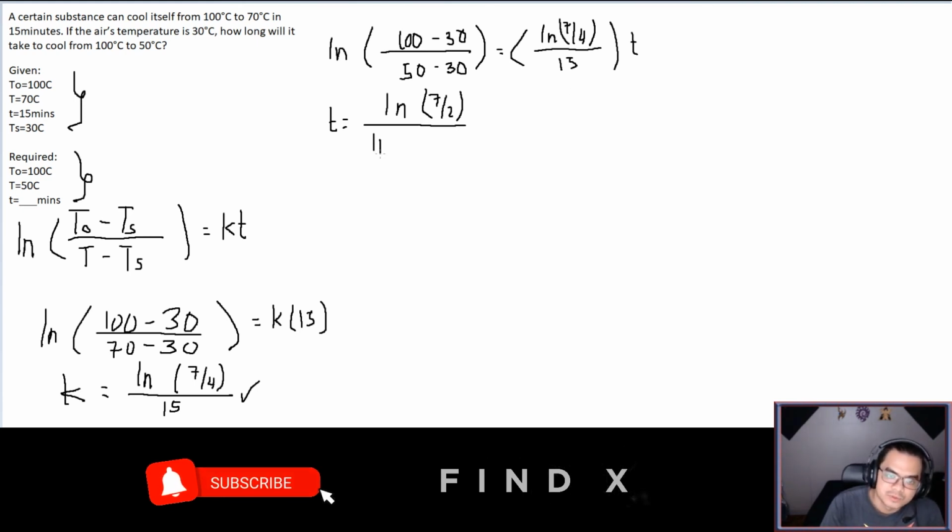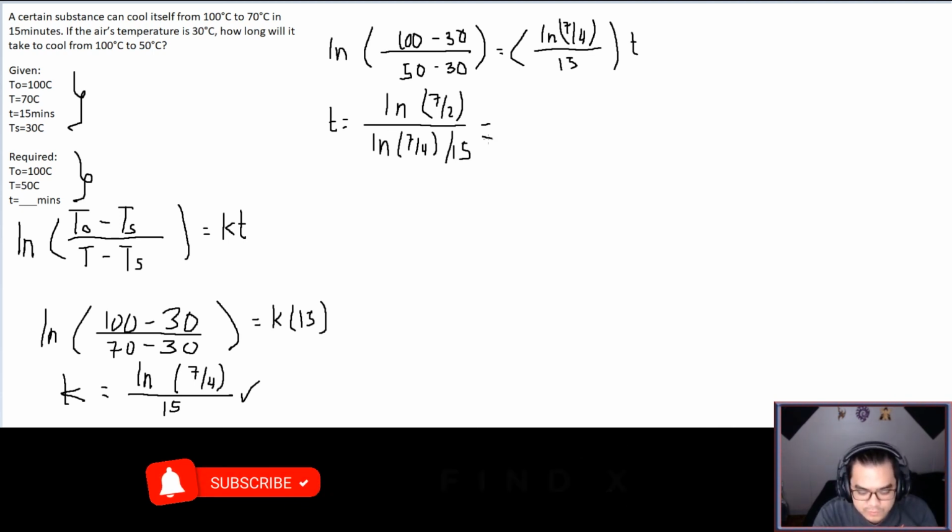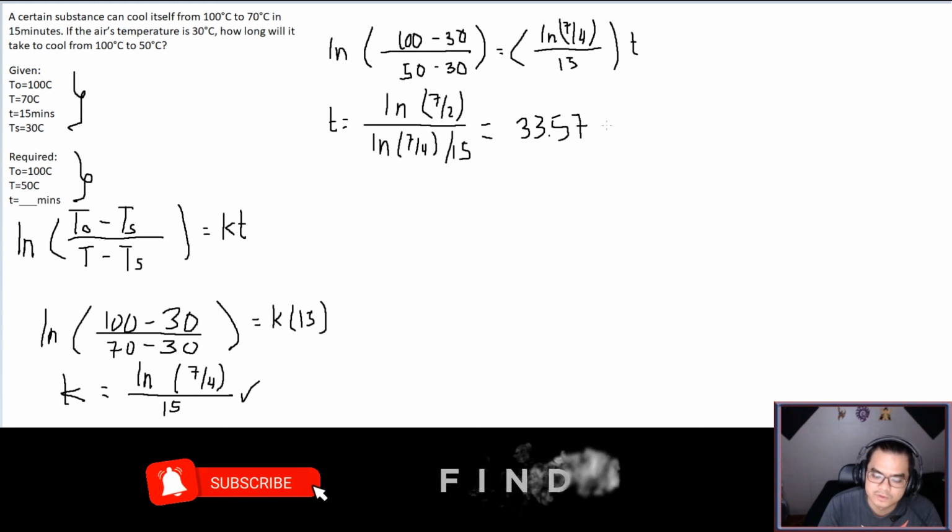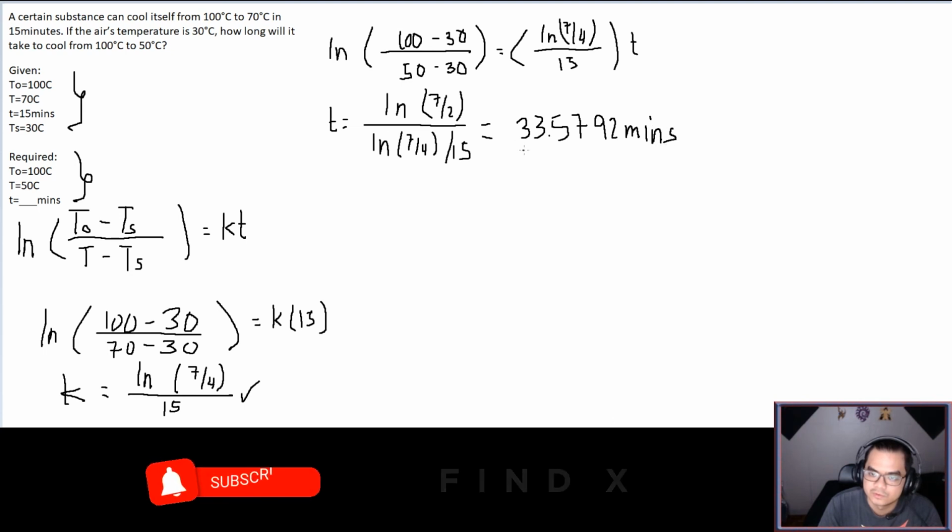And then this will become ln of 7 over 2, all over ln of 7 over 4 all over 15. Okay, so let's try this one in our calculator. We'll have ln 7 over 2, divided by ln 7 over 4, and then the answer is 33.5792 minutes. So this will be your answer.